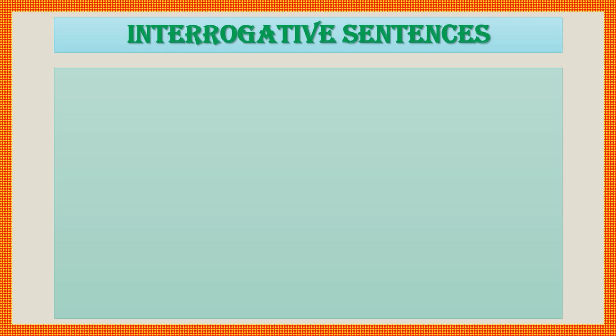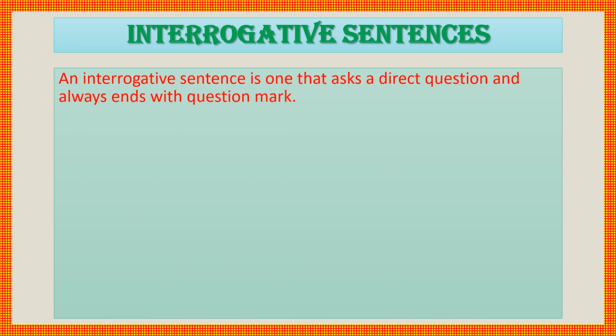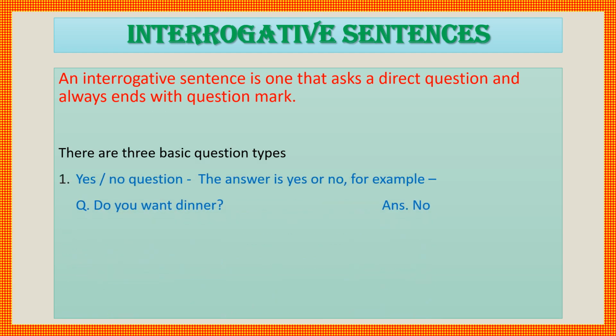On the basis of function, now let us know about the second type of sentence, interrogative sentence. What is an interrogative sentence? An interrogative sentence is one that asks a direct question and always ends with a question mark. There are three basic question types. The first one is a yes-no question. Here, the answer of the question can be yes or no. For example, do you want dinner? So the answer here is no. Do you study in class third? The answer can be yes or no.